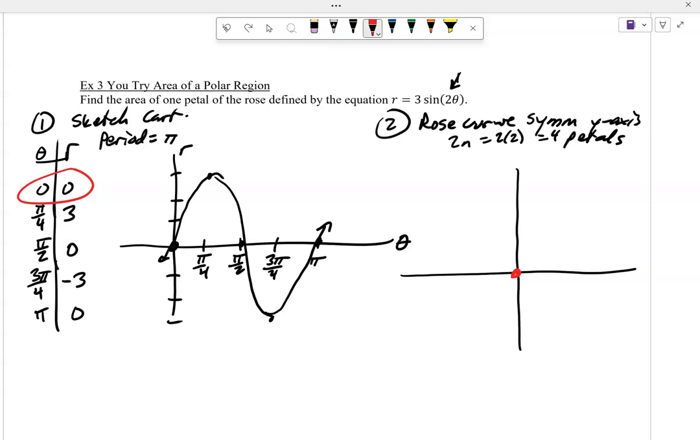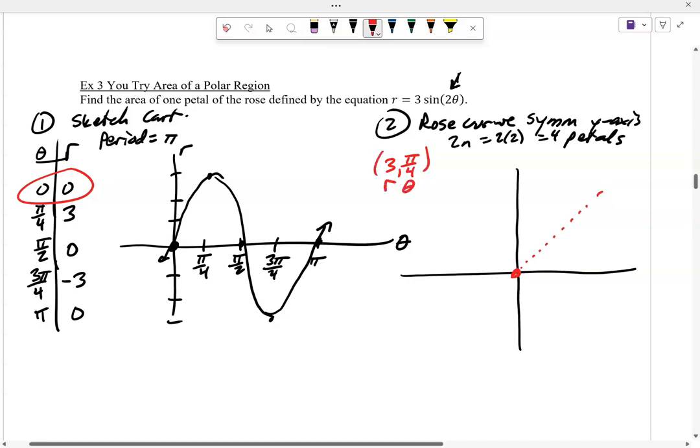Now let's rotate pi fourths. If I rotate pi fourths, I'm out. So now I'm using this point, r comma pi fourths. That's my r, that's my theta. So I'm going to go out 1, 2, 3 right there, which should give me that dot right there. And if you notice, at pi halves, so 90 degrees, I'm back to 0. I'm back to that point right there again. So this will do one petal.